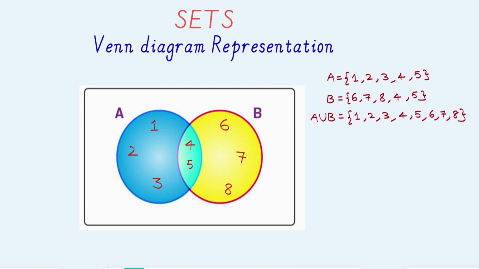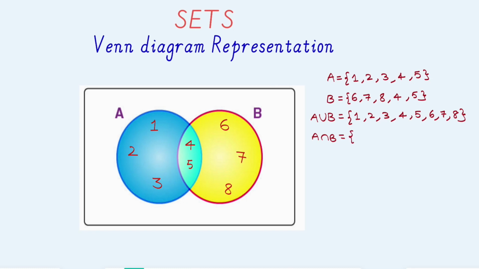Now we have one more important operation, that is A intersection B. The symbol for A intersection B is an inverted U. Before, union was represented by U, now an inverted U. This is what we call A intersection B.